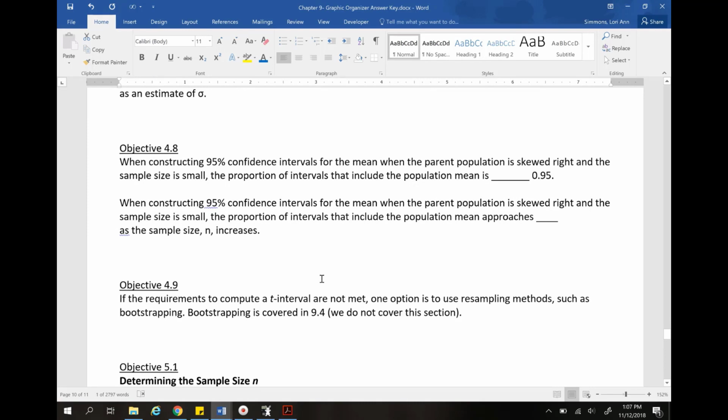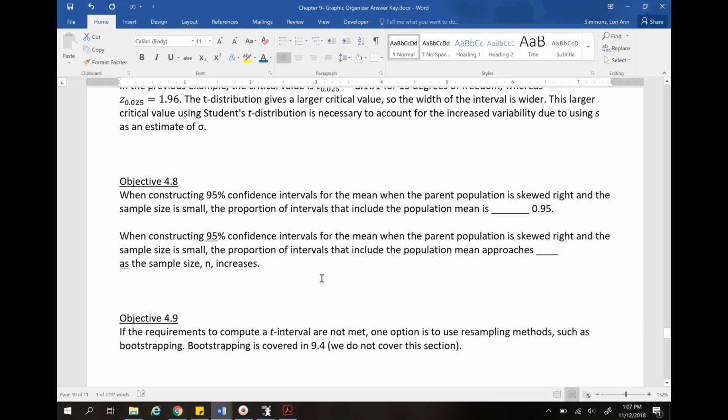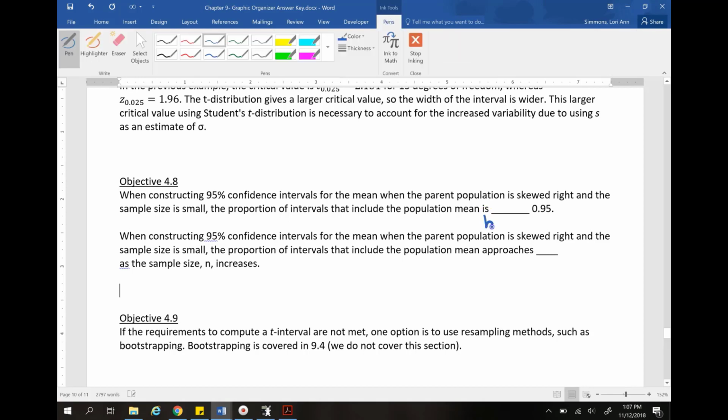When constructing 95% confidence intervals for the mean, when the parent population is skewed right and the sample size is small, the proportion of intervals that include the population mean is below 95%. So let's draw skewed right. And in green, I'm going to draw a normal distribution. So here, this is about 95%, right?